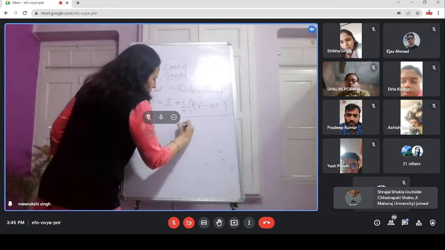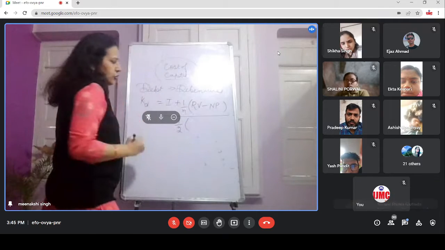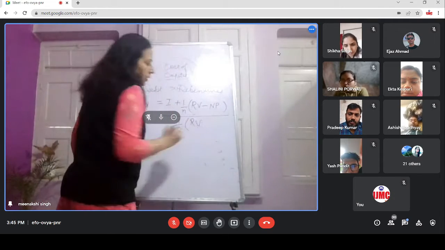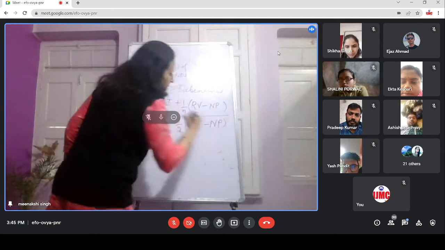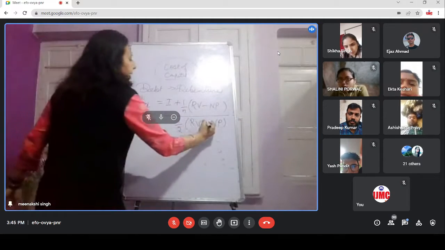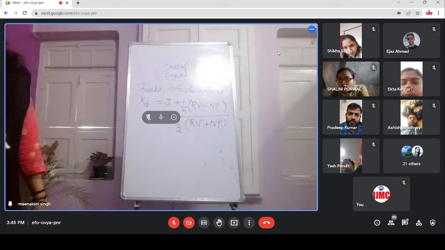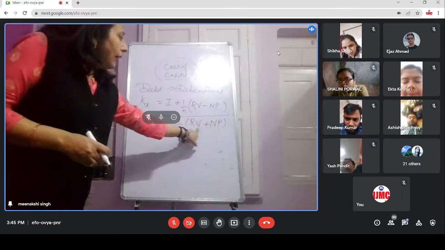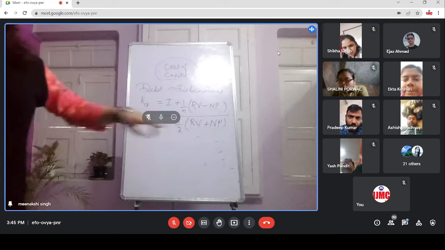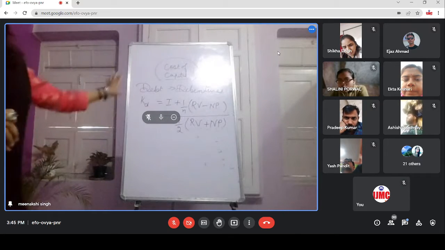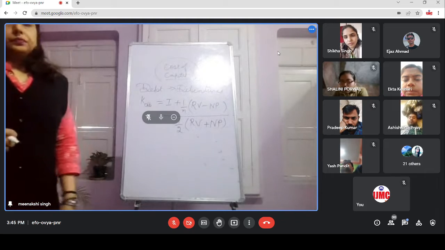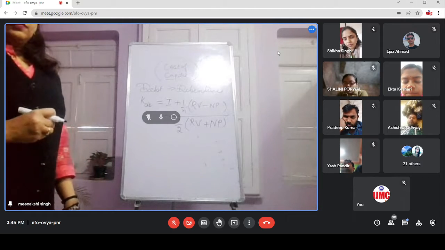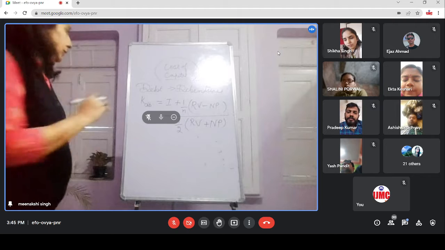We can use the formula 1 by 2, whatever the redeemable value and the net proceeds are; here we take the average of the two. Redeemable value plus net proceeds divided by 2. Again, this is a formula for before taxes.